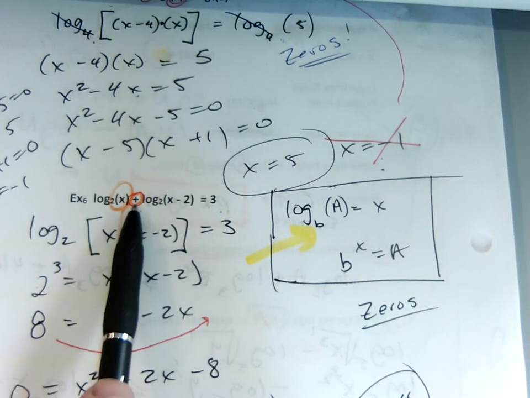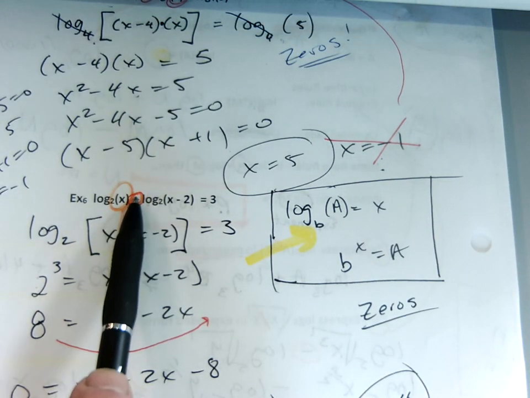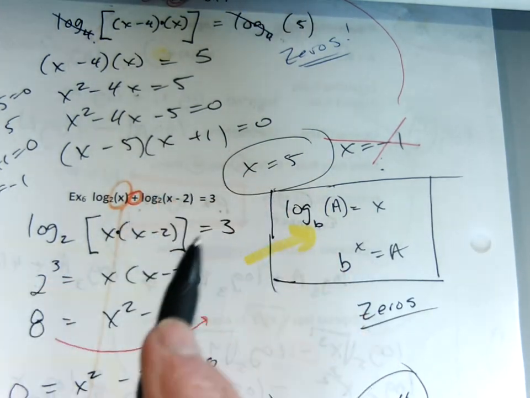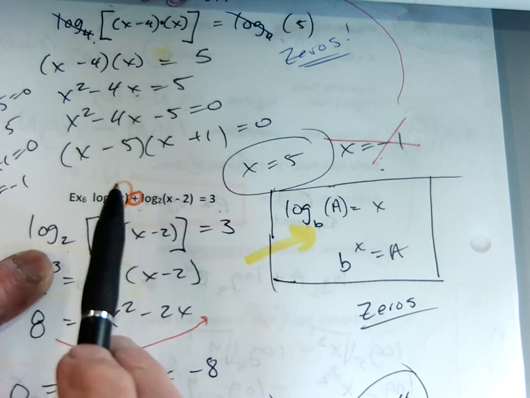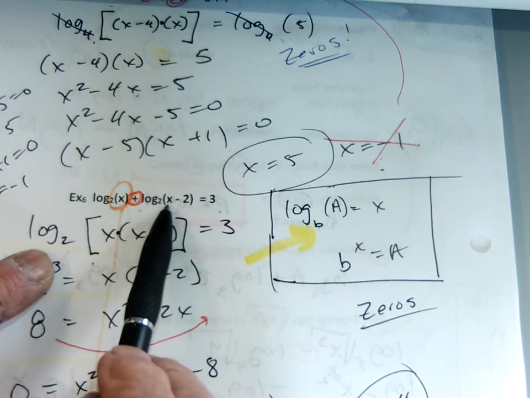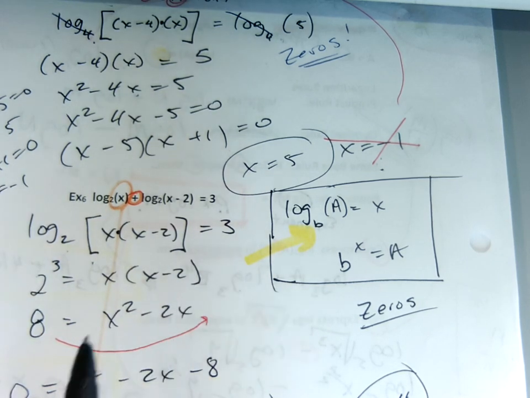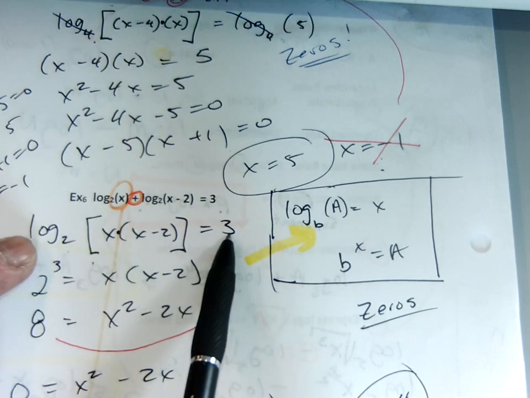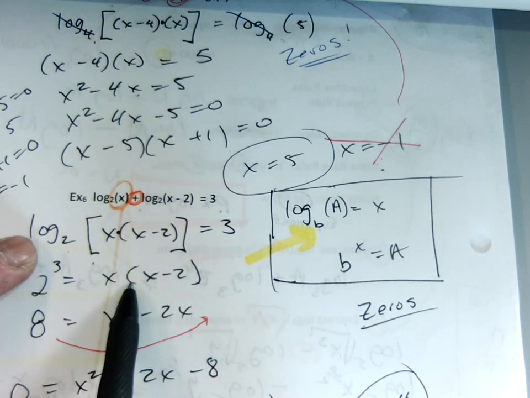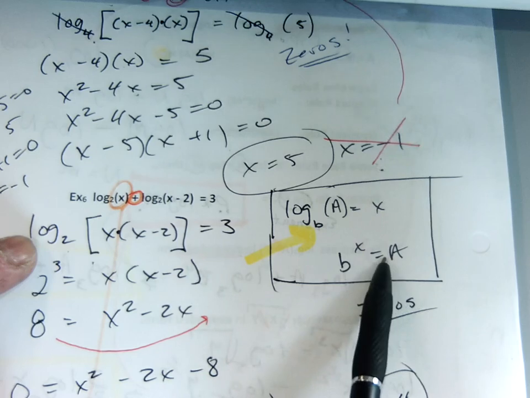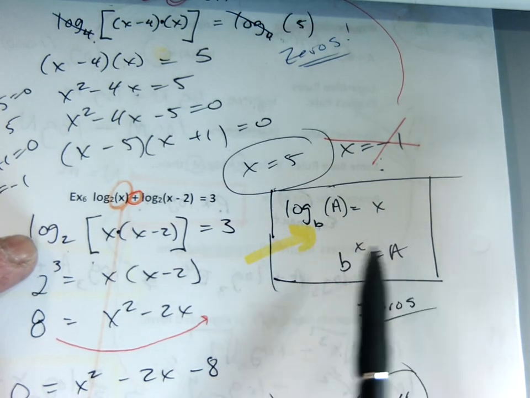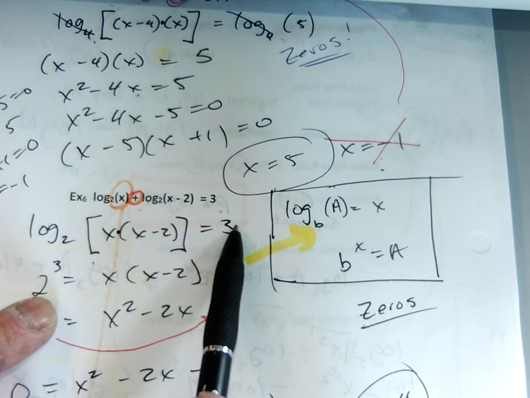First thing I did is I combined them to make a single log. I see the plus, so bring out those times. You don't see a times sign, there's an invisible times there. So log base 2 of x times x minus 2 equals 3. I can't get rid of the logs, but I can change from log form to exponential form. So I'm going to go 2 to the third power equals x times x minus 2. I'm just using this rule here, which is the rule we learned yesterday, okay? So we took the base to the exponent equals the answer. So I did 2 to the third power equals what's inside.